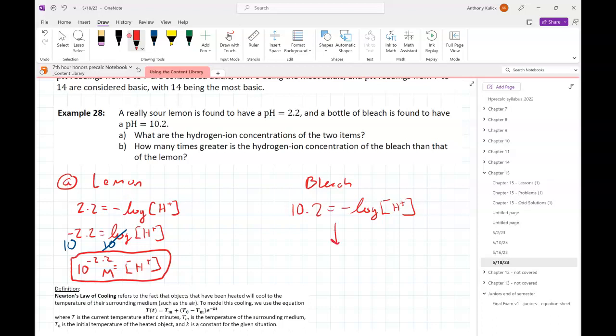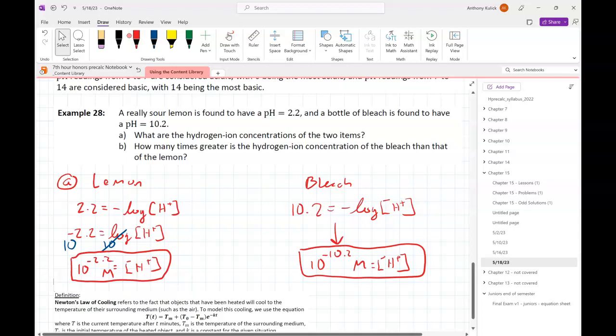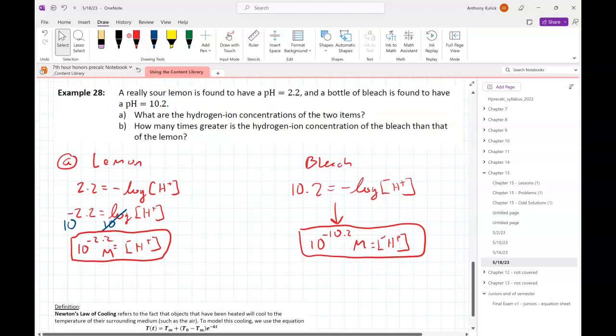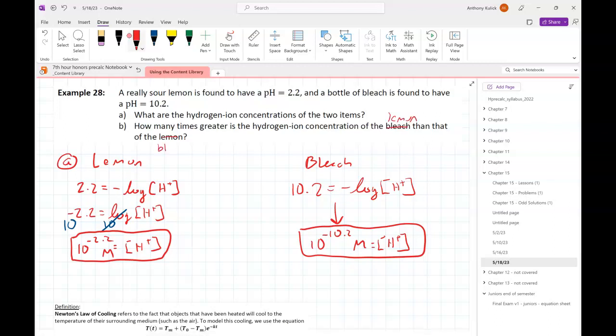So to do the bleach, same thing, right? I'm just going to skip the algebra because it's the exact same algebra. Is that cool with everybody? All right, and part B says how many times greater is the hydrogen ion concentration of the bleach than that of the lemon? That's clearly some kind of typo because the lemon is the acid, so that should definitely have more hydrogen ions than the base. So here we're just going to look at the ratio.